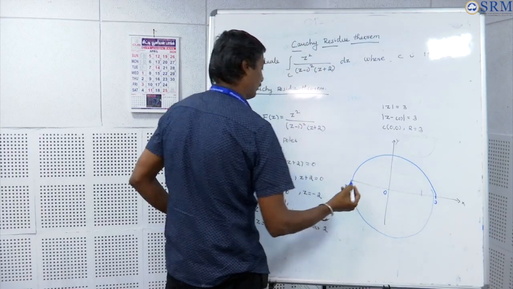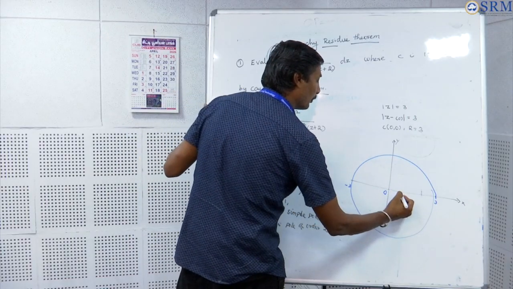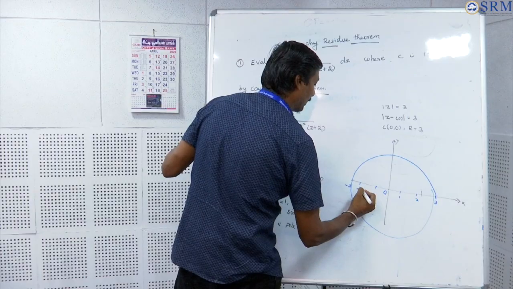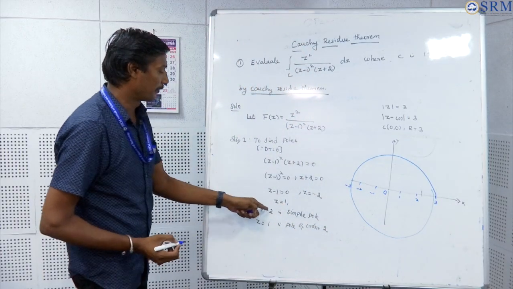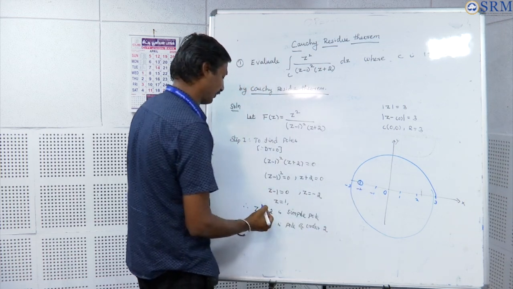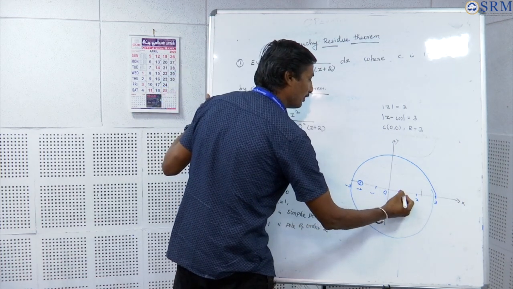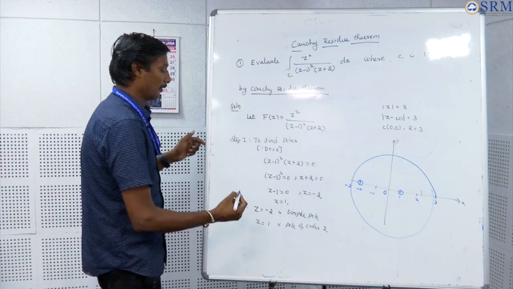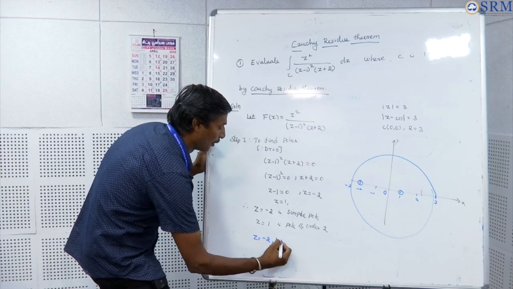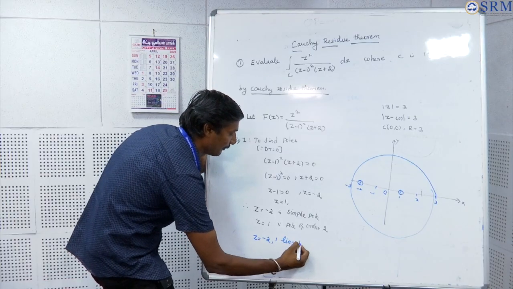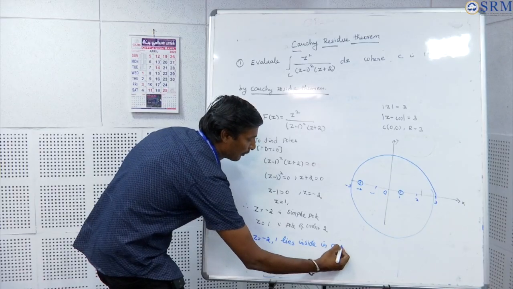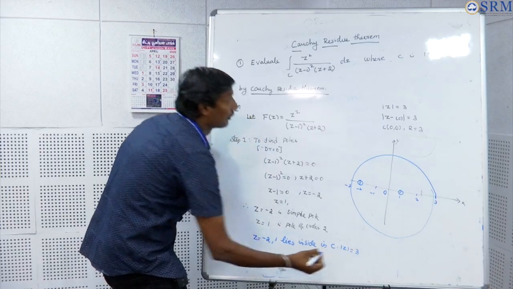What are the points coming? 1, 2, 3, minus 1, minus 2, minus 3. So z equal to minus 2 lies inside C, and z equal to 1 lies inside C. Therefore z equal to minus 2 and 1, both points, lie inside C, which is modulus of z equal to 3.